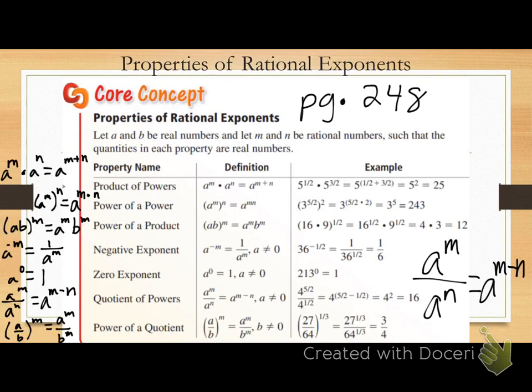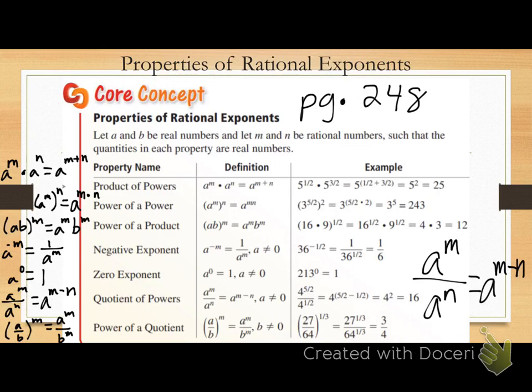If you notice on some of these, a cannot equal 0. That's just because if we have a fraction, we cannot have 0 in the denominator. Otherwise, it's undefined. So all the ones that are fractions say a does not equal 0, b does not equal 0. And then if I have a to the 0, I don't want a to be 0 either, because 0 to the 0 is not 1. We don't want 0 to the 0 power.